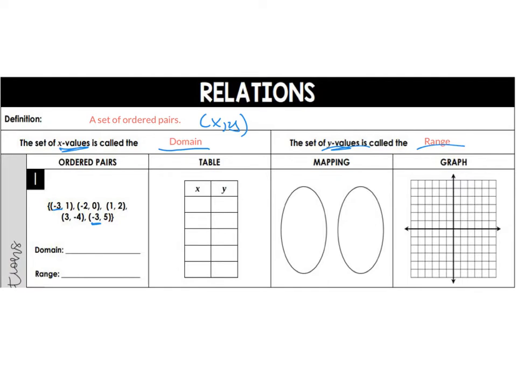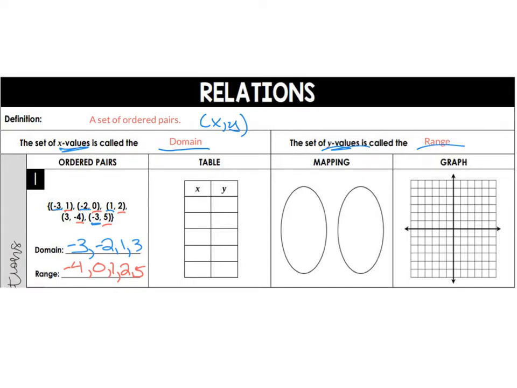So when we are looking at our x values, it looks like we got 2 -3s, but we only have to write it once. Then we're going to look for -2, +1, and 3. Now when you look at your range, remember what the definition of range is. Your range is looking for your y values. So again, looking at -4, looking at 0, looking at 1, 2, and 5. So that's your domain and range.